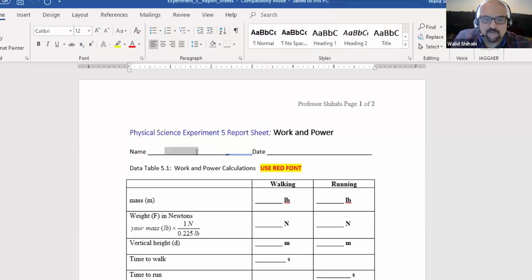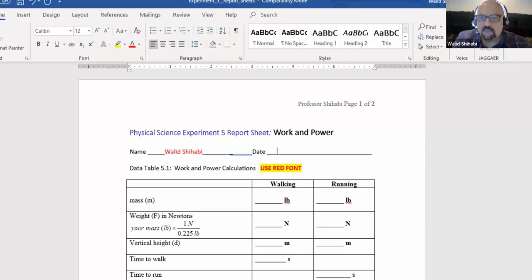This document is not protected, so you can type your name, and make sure to use red font in everything, okay, guys? Red font so that I can distinguish your work from the form, okay? So you'll type your name, for example, Walid Shihabi, and then you'll make sure it's in red, okay? So you'll use red font, and you'll type the date and so on.